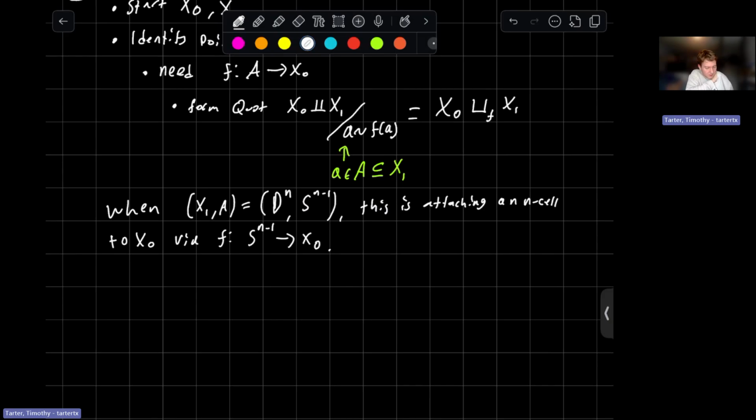Closely related to the mapping cylinder is the mapping cone, where you're attaching a point to a space. Or rather an n cell to a space. Like in 2 dimensions, it's a 0 cell.